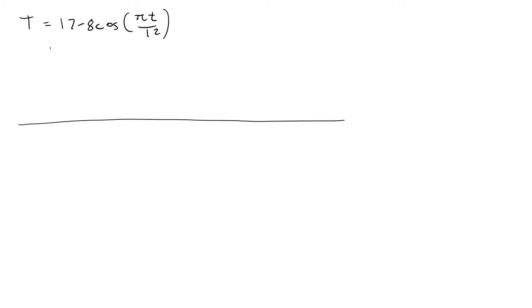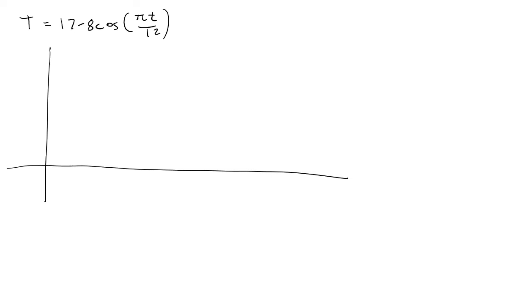Alright, part D. Let's sketch t equals 17 minus 8 cos pi t on 12. Draw your x-axis, y-axis. Alright, let's move the x-axis down a little bit. Let's label the midline first. Let's say that's 17. Let's say that's 25. That's 9. So these are the max and mins, because the midline is 17 and the amplitude is 8.